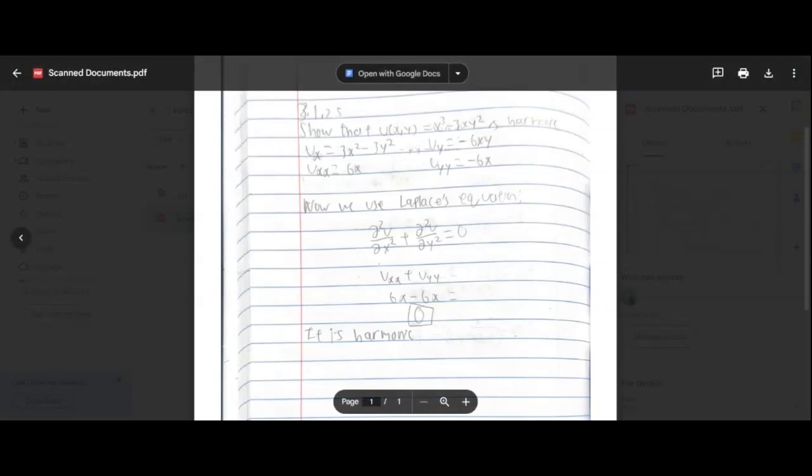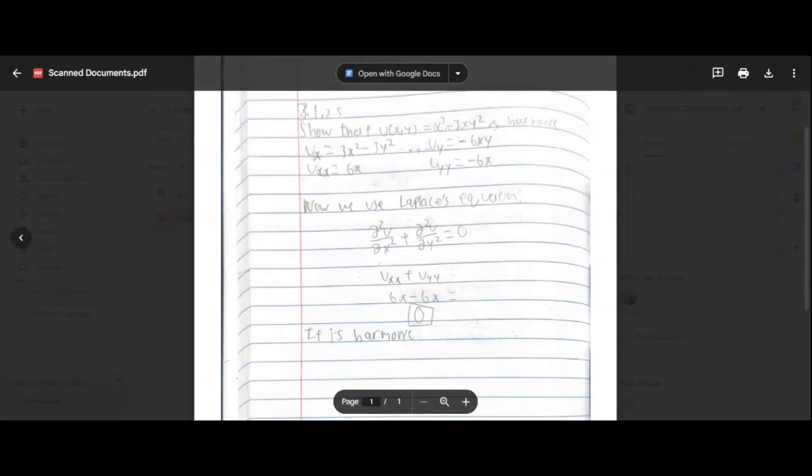Okay, so for 3.1.25, it asks us to basically use the Laplace equation, which is just the double partial derivative of u with respect to x plus the double partial of u with respect to y. We call it second order.